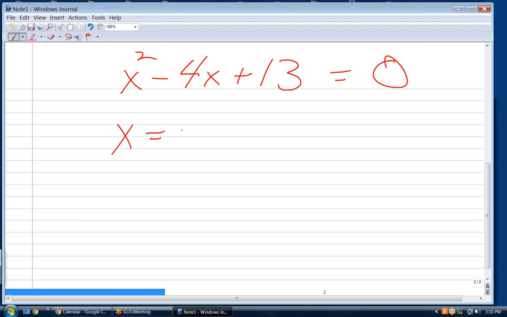What is the quadratic formula? What's the general quadratic? x equals negative b plus or minus the square root of b squared minus 4ac, all divided by 2a. Don't forget the plus or minus.